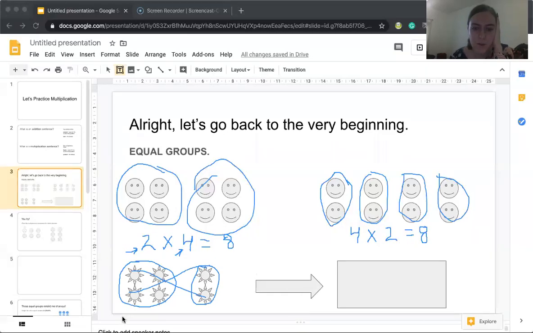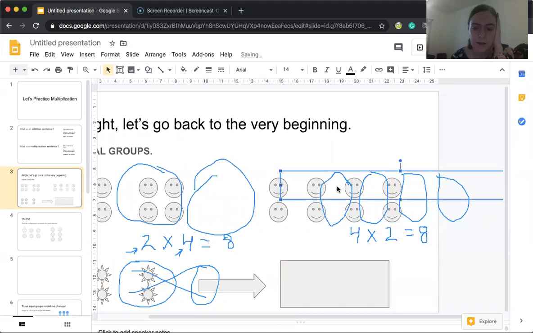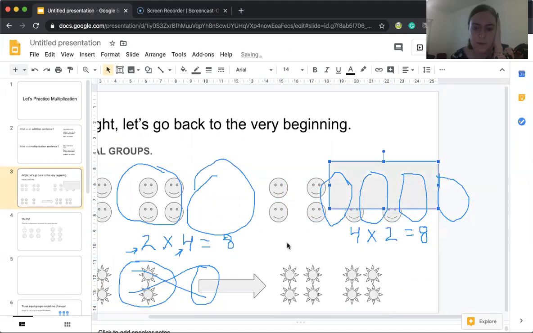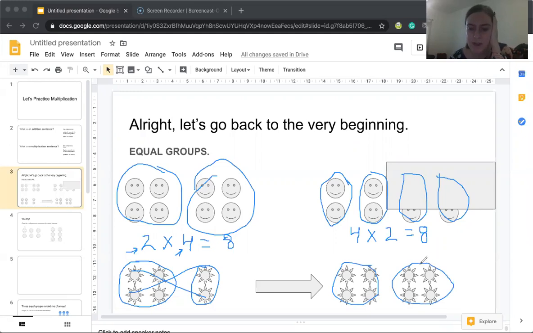If I wanted that to work properly, let's see if I can, oh, I can go like this. Get him up there. And now I have a group here and a group here. Now I can do this multiplication sentence because I have 2 groups and each one has 1, 2, 3, 4 in it. So that would be my 2 times 4. Okay.